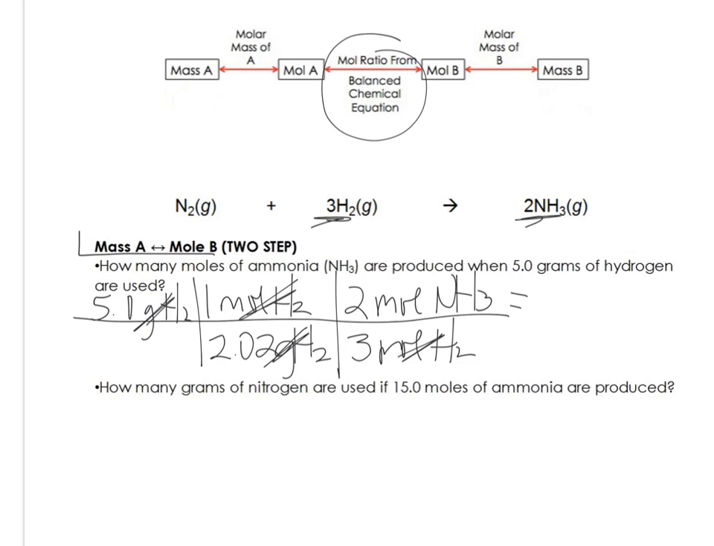And I get 1.7 with sig figs. Moles ammonia. That's a period.